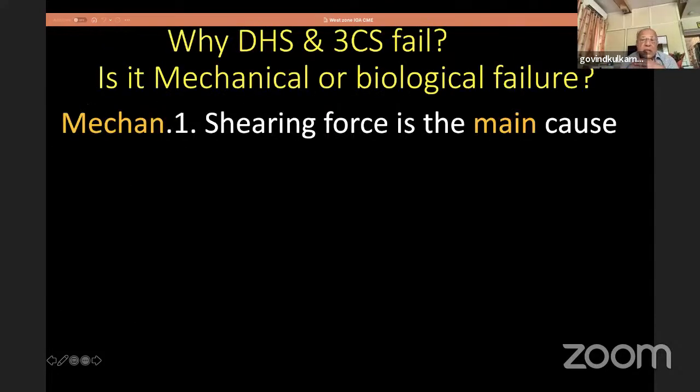Why do DHS and 3 cancellous screws fail? Is it mechanical or biological failure? Now let us consider the mechanical aspect. Shearing force is the main cause.